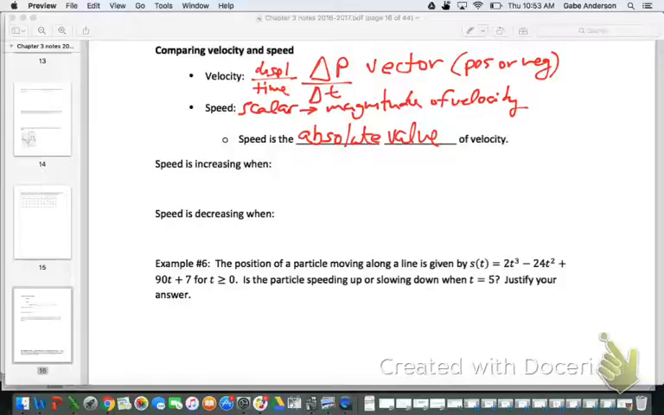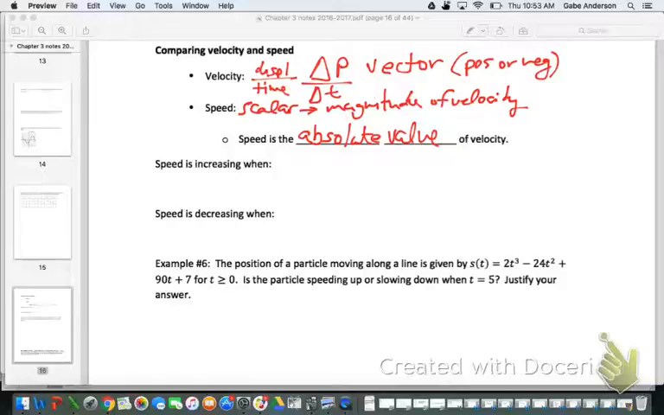Hopefully that makes sense, because a velocity function could have positive and negative values, but speed is the absolute value. What does absolute value do to all negative values? It reflects them back up to being positive, so speed could not possibly be negative, meaning it's a scalar. There's no possibility of sign. Okay, so speed is increasing when, speed is decreasing when.